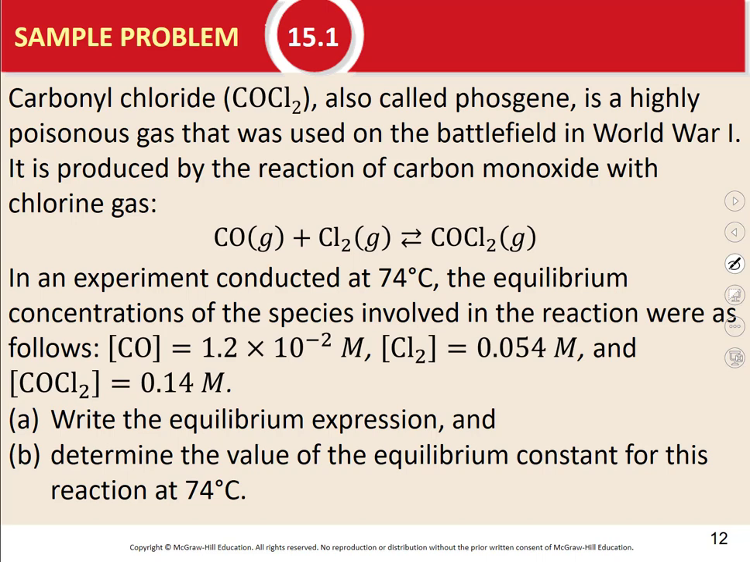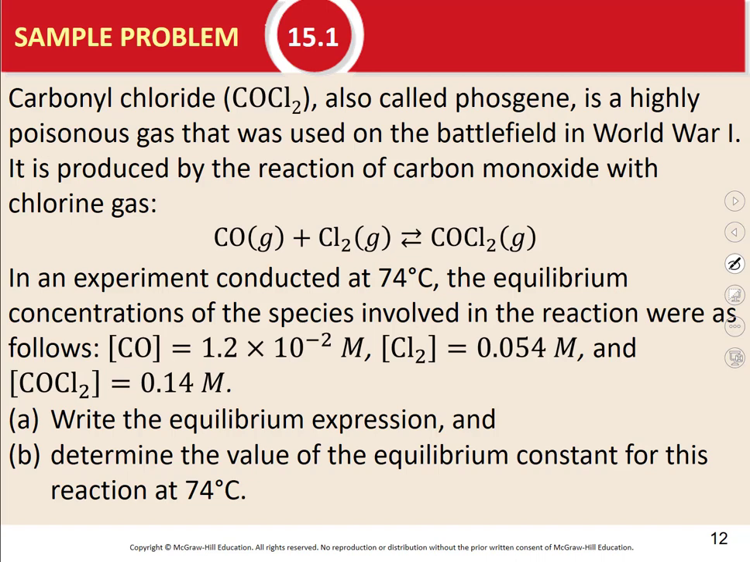In an experiment conducted at 74 degrees Celsius, the equilibrium concentrations of all the species involved in this reaction were as follows. These are all gases, but we can still calculate their concentrations: the concentration of carbon monoxide, chlorine, and phosgene. The questions: number 1, write the equilibrium expression, and number 2, determine the value of the equilibrium constant for this reaction at 74 degrees Celsius.